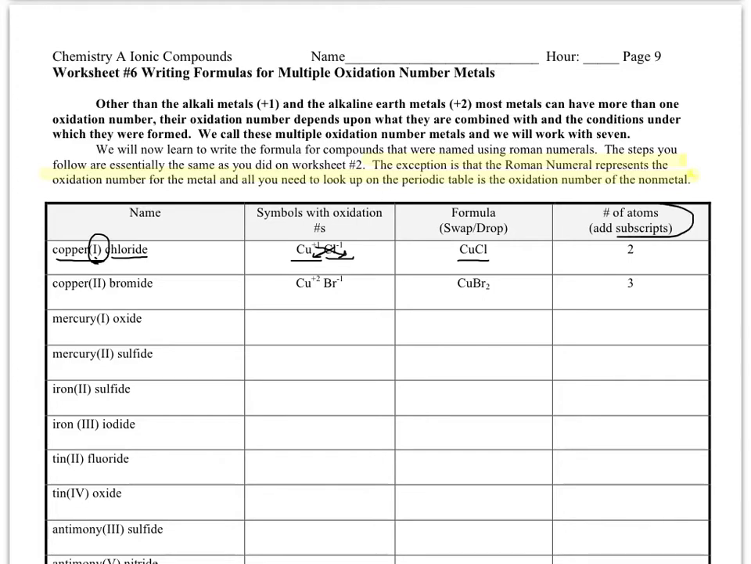This last column, you've done this before. It just wants to know the total number of atoms that make up that compound, so you count the subscripts up. We've got 1 copper and 1 chlorine, which means we've got 2 atoms total.